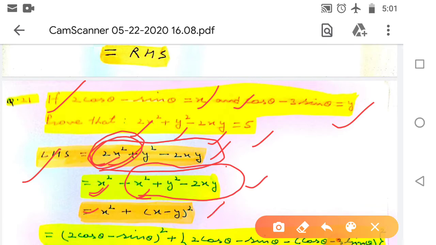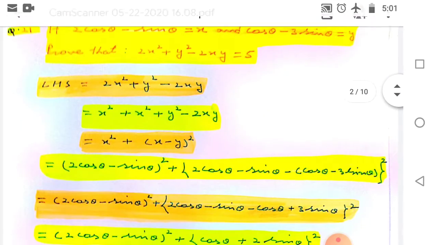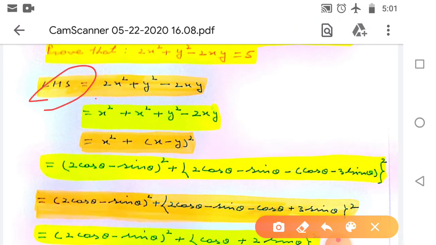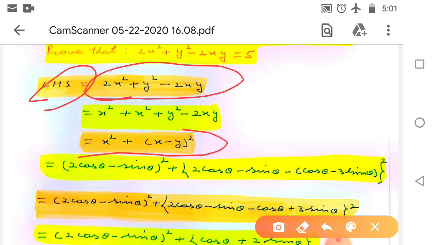Now, since the value of x is 2 cos theta minus sin theta and the value of y is cos theta minus 3 sin theta, the LHS 2x square plus y square minus 2xy is in this form: x square plus x minus y whole square. Now, put the value of x, that is 2 cos theta minus sin theta whole square, plus x minus y whole square, where this is x and this is y: 2 cos theta minus sin theta minus bracket start cos theta minus 3 sin theta whole square, clear.